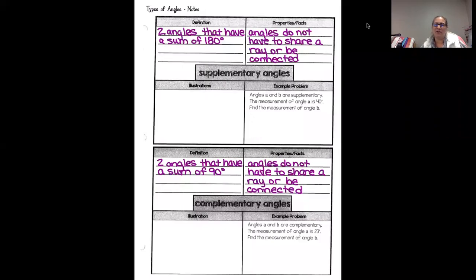Hey guys, today we are going to look at 4 very important types of angles. So as you see here, I've already filled in some of the information for you. So you might want to pause your video to get that information down.